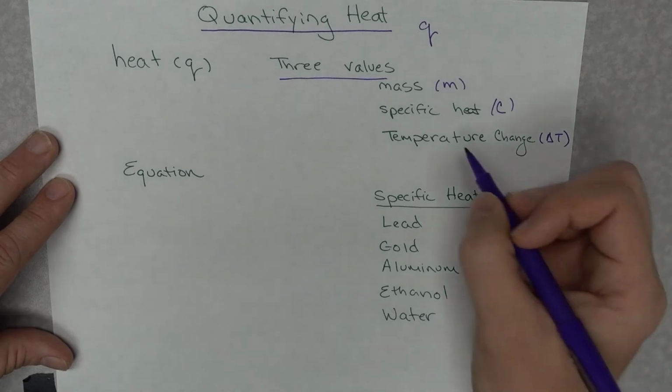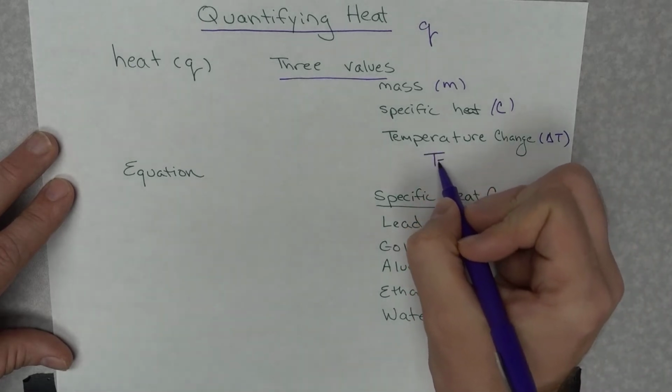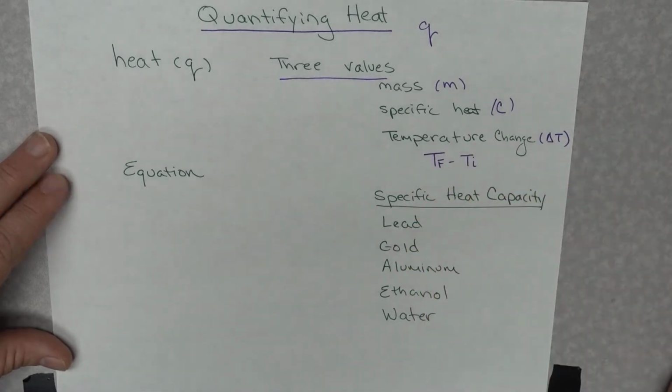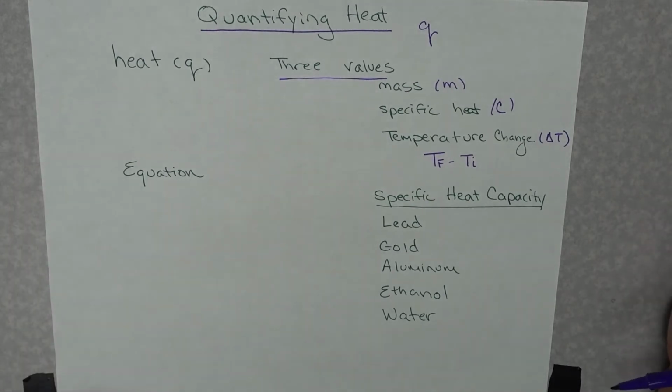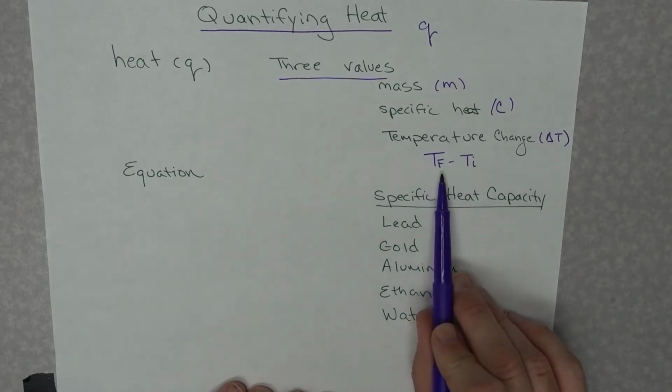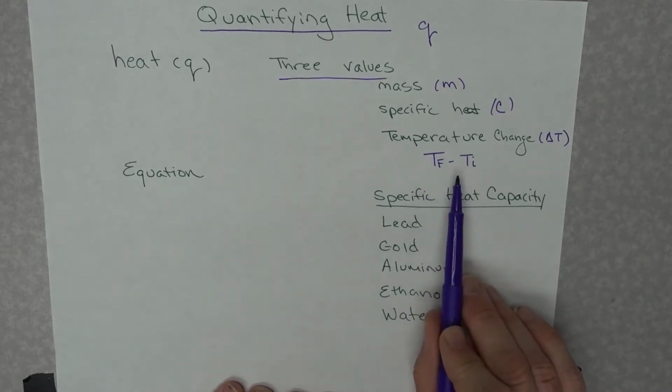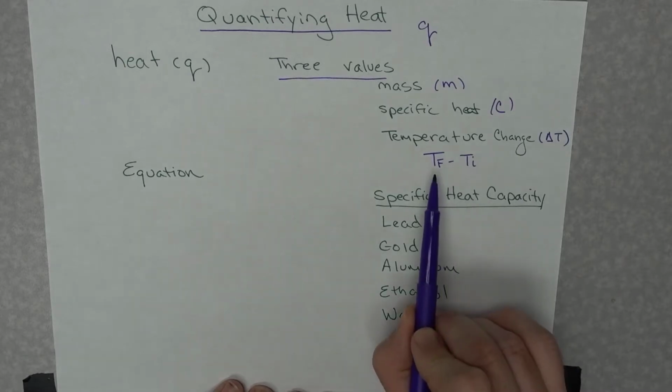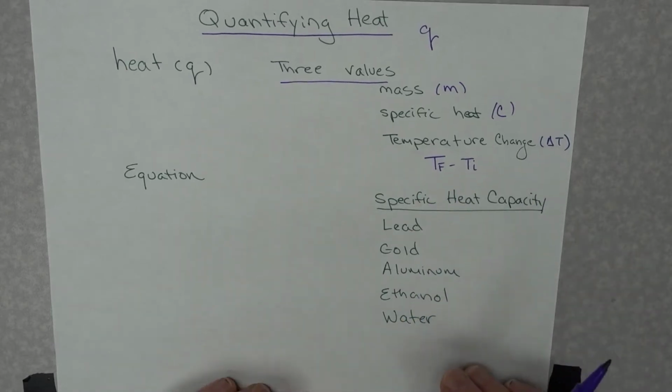And the way we do changes in temperature is T final minus T initial. So if something is gaining or losing heat, its temperature is definitely changing. So the temperature it started at, its initial temperature, and the temperature it's ending at, its final. The difference between those two, in the order of final minus initial, is what delta T actually is.